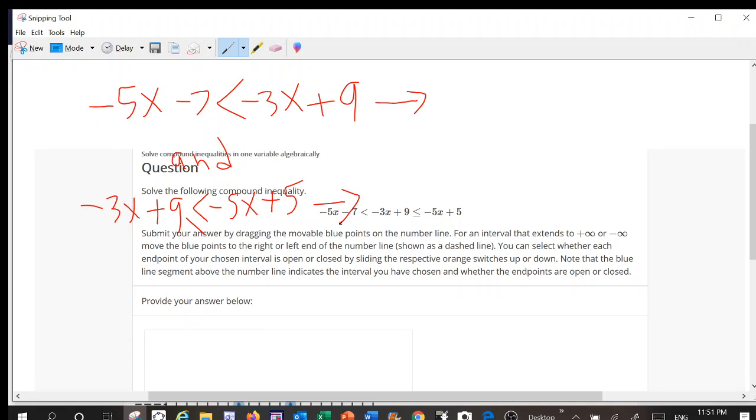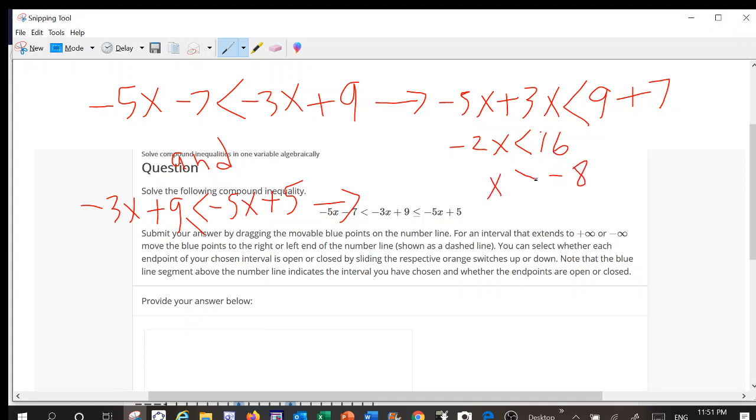So if you move the 3x to the left side, we get negative 5x plus 3x less than, and then move the negative 7 to the right. That would be 9 plus 7, which means negative 2x is less than 16. Now you divide by negative 2, you get x is negative 8, and you have to flip this to greater than, because we divided by what? By negative 2 on both sides. So that's one answer, x greater than negative 8.